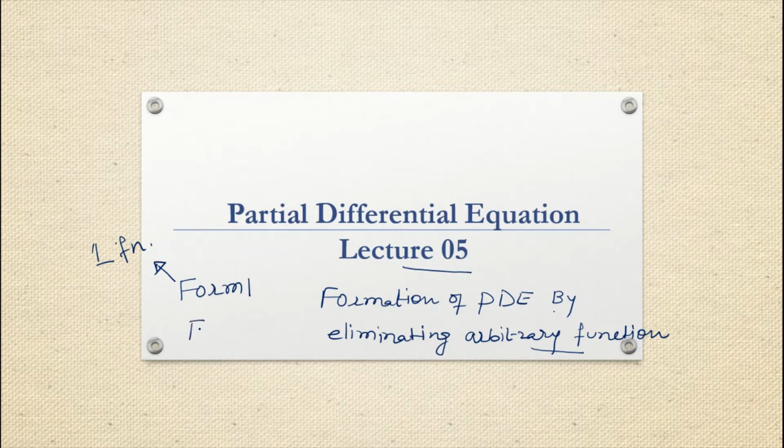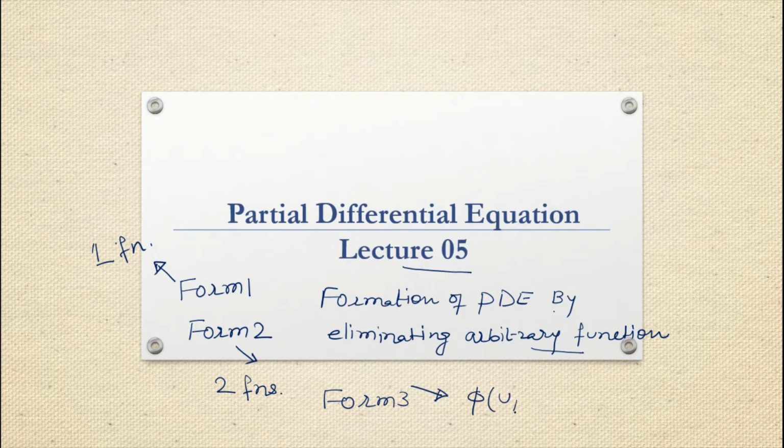Now today's class we are seeing form 2. This second form has two functions. Here we will be converting equations into partial differential equations where the equation will contain two functions. Next class we will be covering form 3. So form 3 will be what? There we will be dealing with the form phi(u, v) equals 0. So this type of form we will be seeing. First we will be focusing on form 2 in this class.